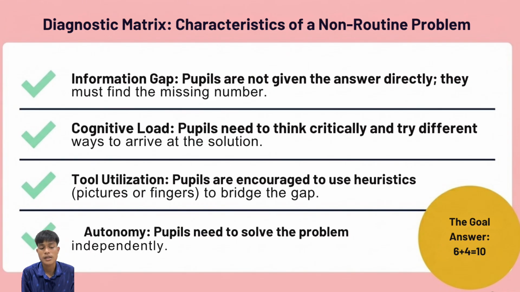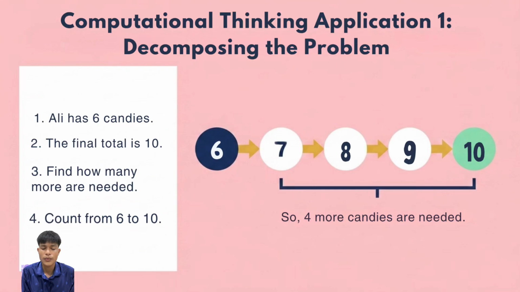Finally, there is autonomy. Pupils need to solve the problem independently. This is important because it builds pupils' confidence and encourages them to become independent learners. In this example, the final goal is to find that 6 plus 4 is equal to 10. We move to slide 6. The first computational thinking skill is decomposition.